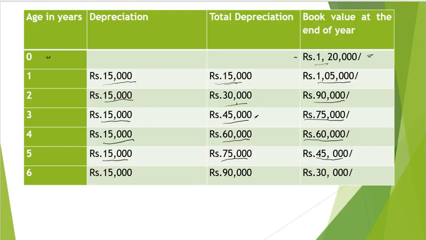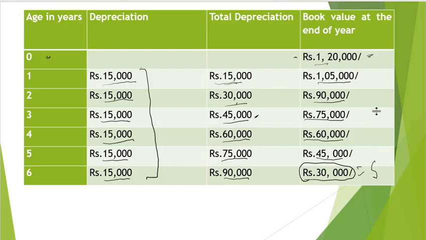And again, at the end of sixth year, depreciation of 15,000, total depreciation 90,000. 1,20,000 minus 90,000 is 30,000, which is your salvage value. See here, every year the asset depreciates by the same amount. So see here how this straight line method works. I think this example has made things clear.